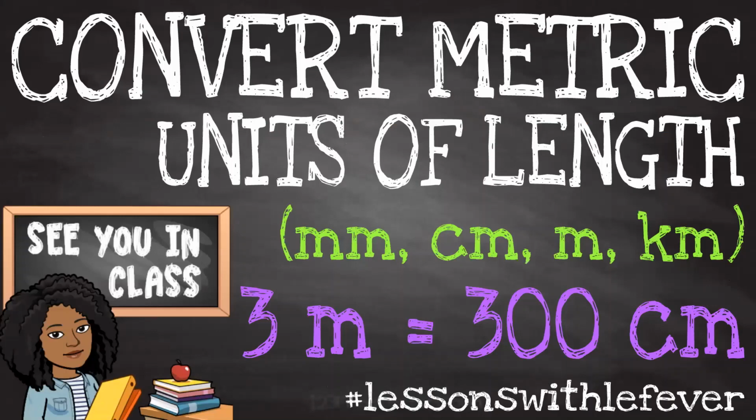Today our objective is: I can convert metric units of length. Metric units of length are millimeters, centimeters, meters, and kilometers. For example, if I have 3 meters, that will be equivalent to 300 centimeters.